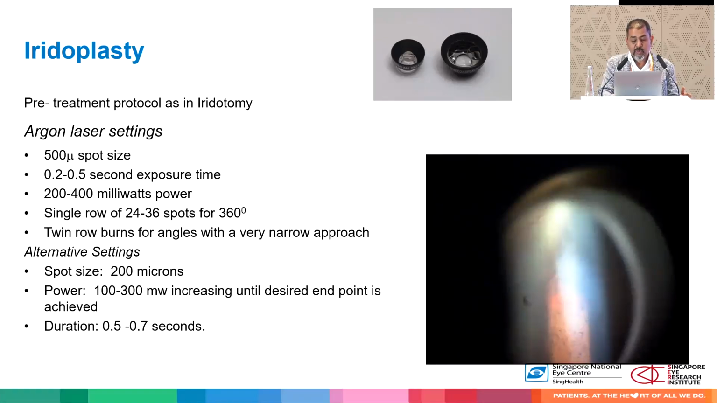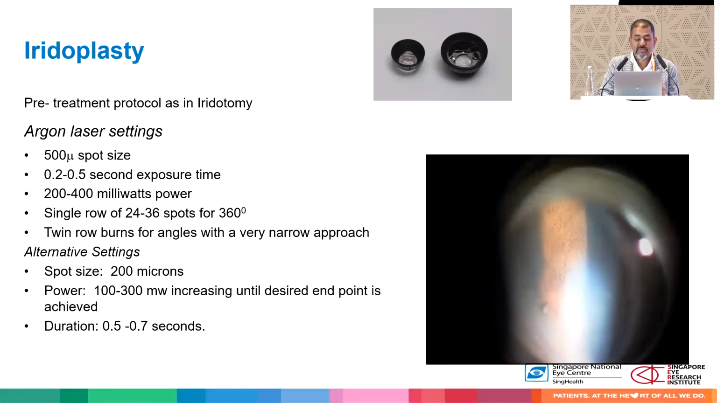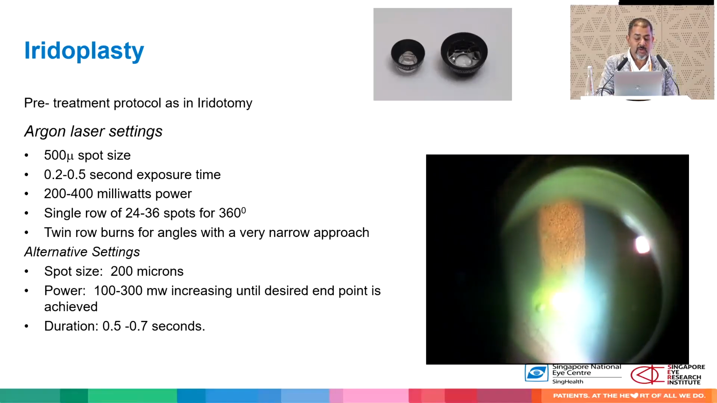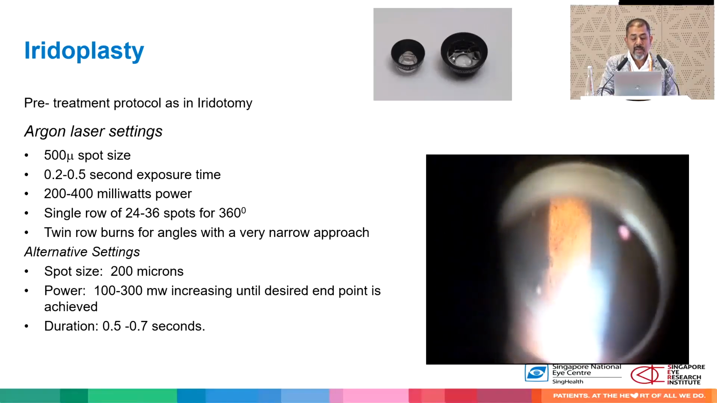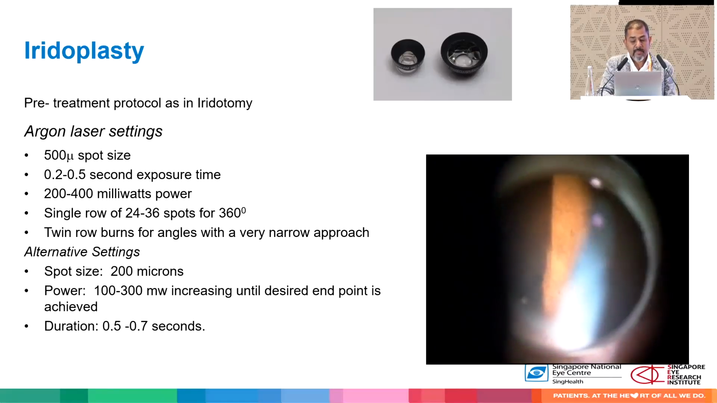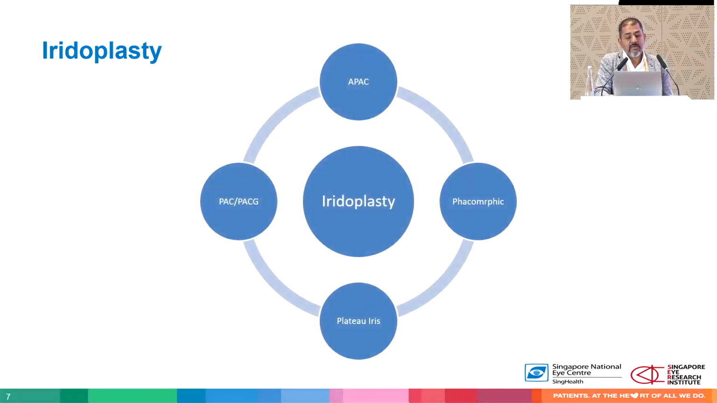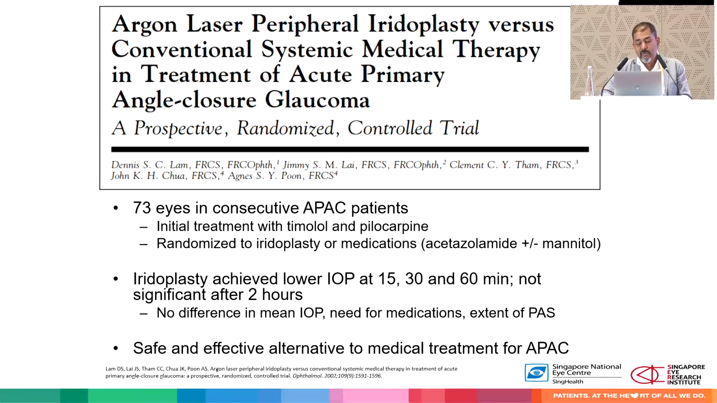These are the settings which most of you are aware of. The aim of the therapy is to achieve contracture of the iris, like you see in this video, without extensive charring, and hopefully the angle recess opens up following the procedure. So in general, I told you about the overview where iridoplasty can be applied.